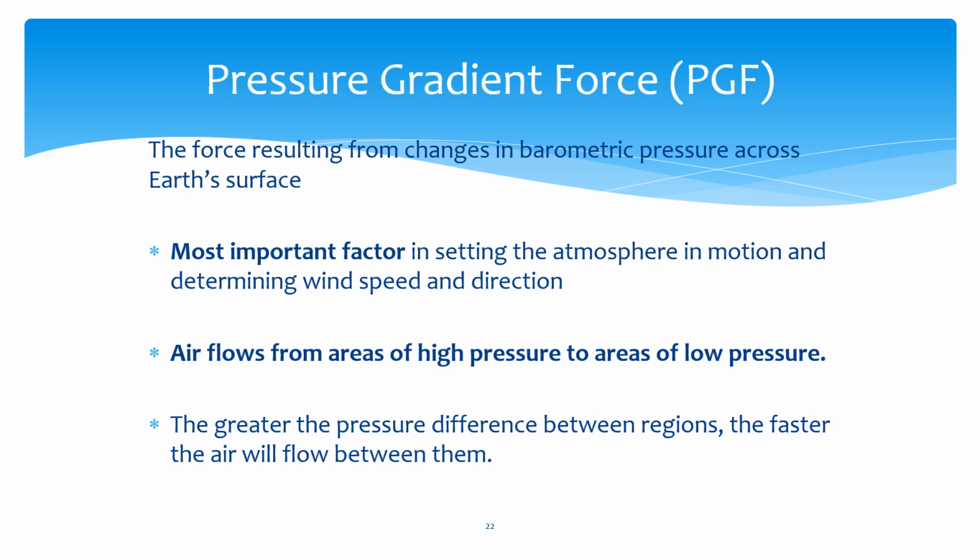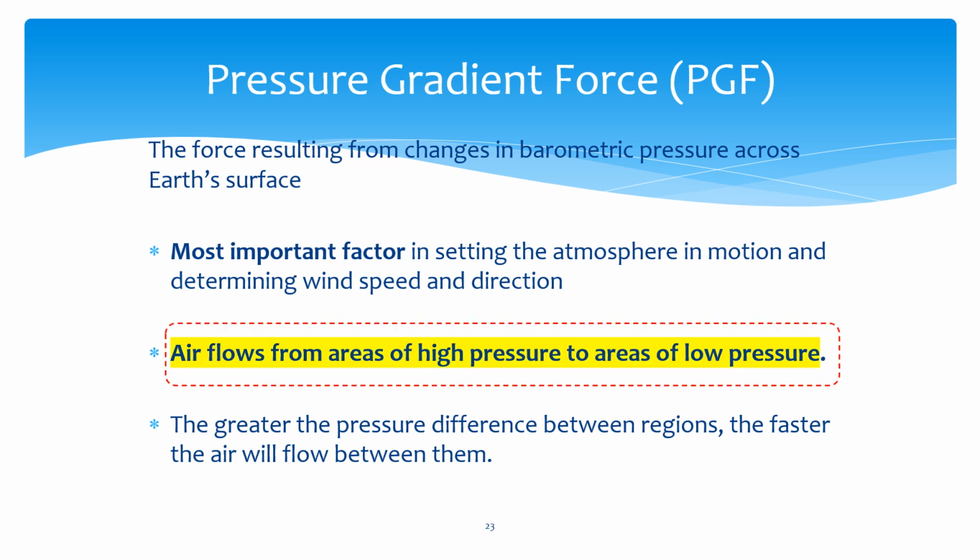Extremely important. Air flows from areas of high pressure to areas of low pressure. Oh, look, we highlighted it because it's super important. This governs so much of climate and weather. Air flows from areas of high pressure to areas of low pressure. Interesting point about this is that the greater the pressure difference between the regions, between that high and low pressure, the faster the air is going to flow between them, the stronger that airflow will be.